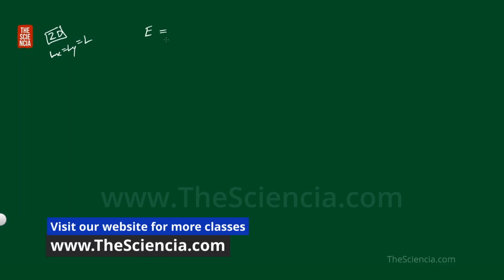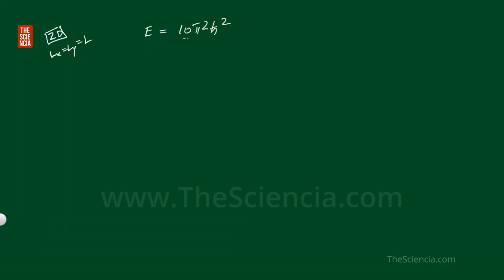Next problem is also a 2D problem. Here also the box has symmetry, that is Lx equal to Ly equal to L, and the energy is given as 10 pi square h square by m L square. Here we know for a 2D box, the energy expression is (nx square plus ny square) into pi square h square by 2 m L square.